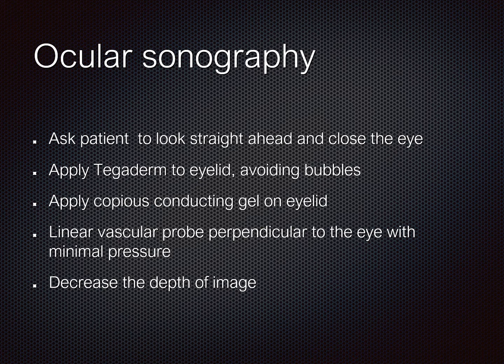So how we actually set up for the scan, you're going to have the patient look straight ahead and close their eye, and then you need to put a Tegaderm over their eyelid. The actual technique of applying the Tegaderm requires a little bit of finesse, because you want to make sure there are no air bubbles underneath the Tegaderm, because if there are air bubbles, it's going to really mess with the image. And then you just put a heap of gel on top of the Tegaderm.